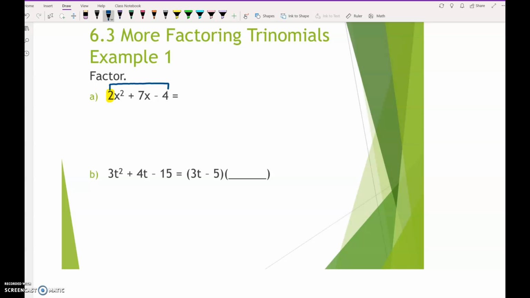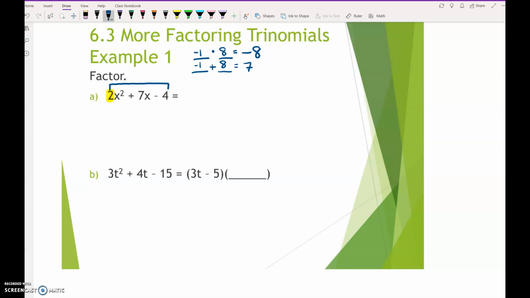2 times -4 is -8. So we are looking for two numbers that multiply to give us -8 and add up to 7. Which pair of numbers will fit this puzzle? -1 and 8.